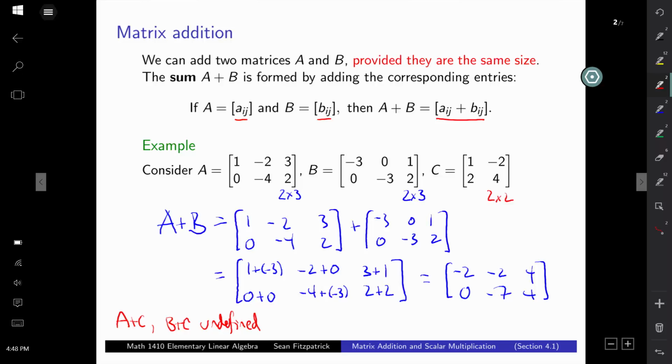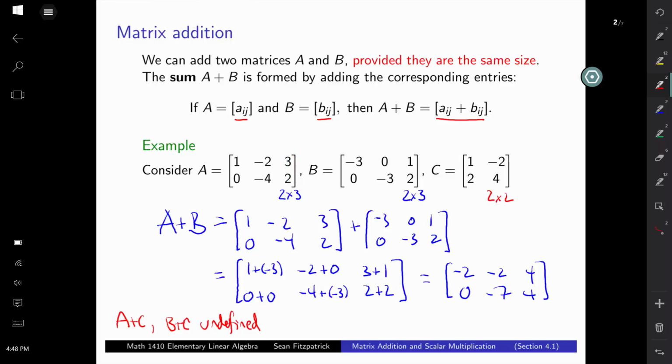If you try to do A plus C, you'd look at those numbers in the third column, this 3 and that 2, and you'd say, well, what do I add them to from the matrix C? I need a corresponding entry in the other matrix to add to those, and nothing is there. And so you simply just don't define that.